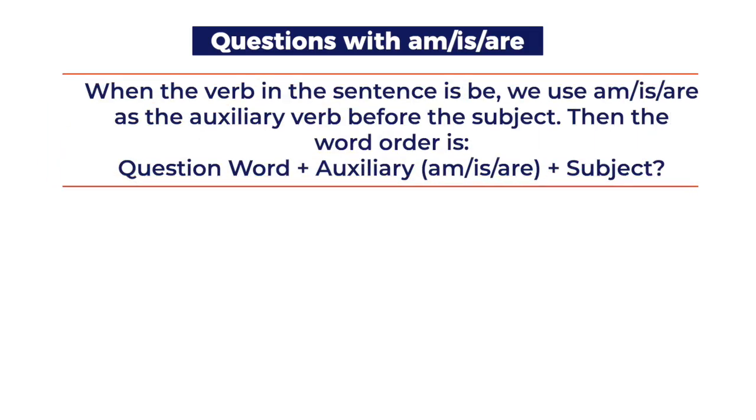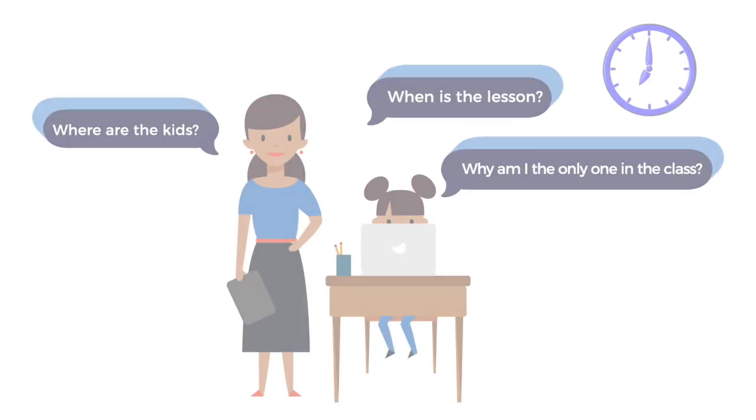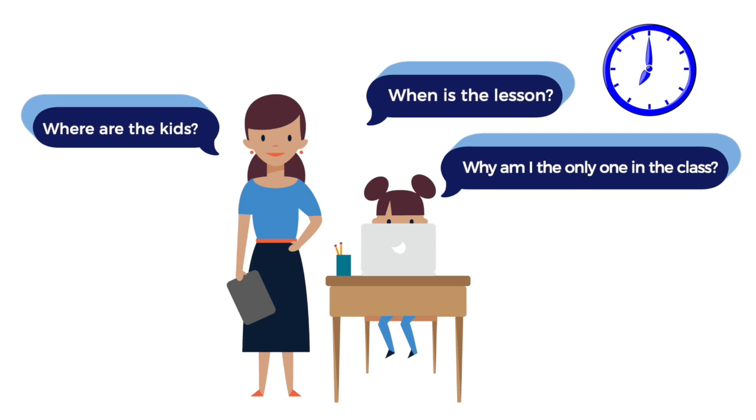Questions with am, is, or are. When the verb in the sentence is be, we use am, is, or are as the auxiliary verb before the subject. Then the word order is question word, auxiliary am, is, or are, and the subject. Where are the kids? When is the lesson? Why am I the only one in the class?